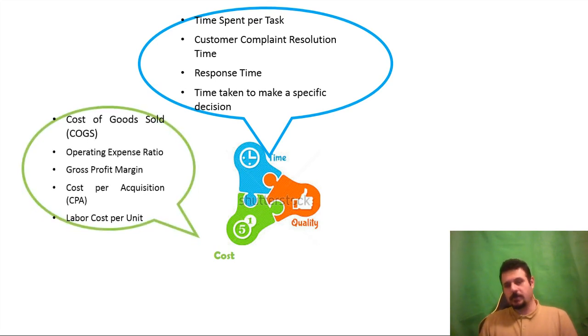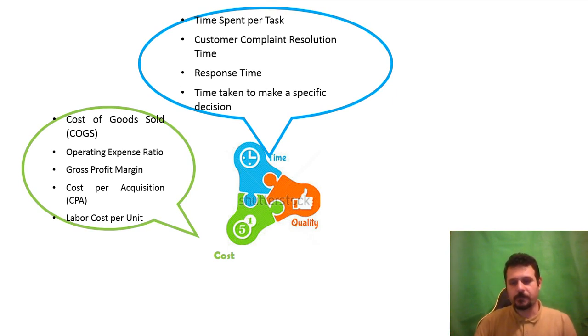Some other examples in the cost dimension. Cost of goods sold, we name this COGS. Or operating expense ratio. This ratio is important for us. Gross profit margin, cost per acquisition, labor cost per unit. Most managers think you should decrease the cost of the organization by firing some labor. If you measure the labor cost per unit, you can make a good decision, not just by your sense. Because in most companies, the cost of employees is very low, and we spend money on other activities, for example, on our material, our supplier, unsuitable suppliers, etc.